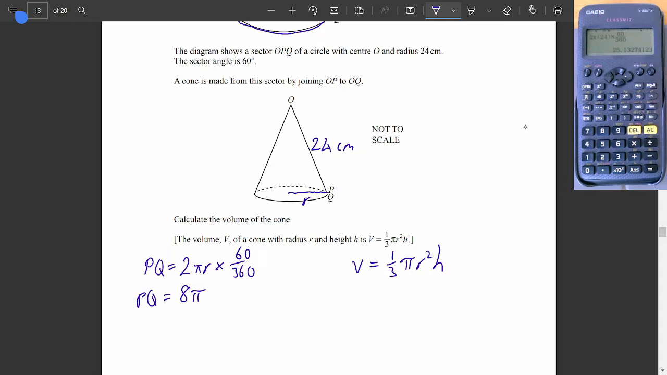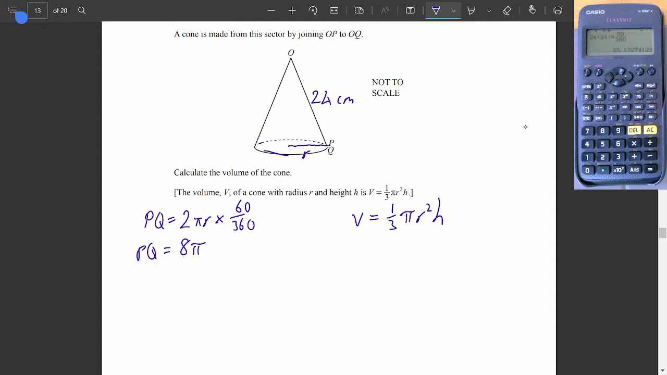Right, so now what we have here is the circumference of the base of the cone. Using that, we can work out the radius. So let's think again. The circumference of a circle equals 2 pi r. We have the circumference, in this case it's 8 pi.